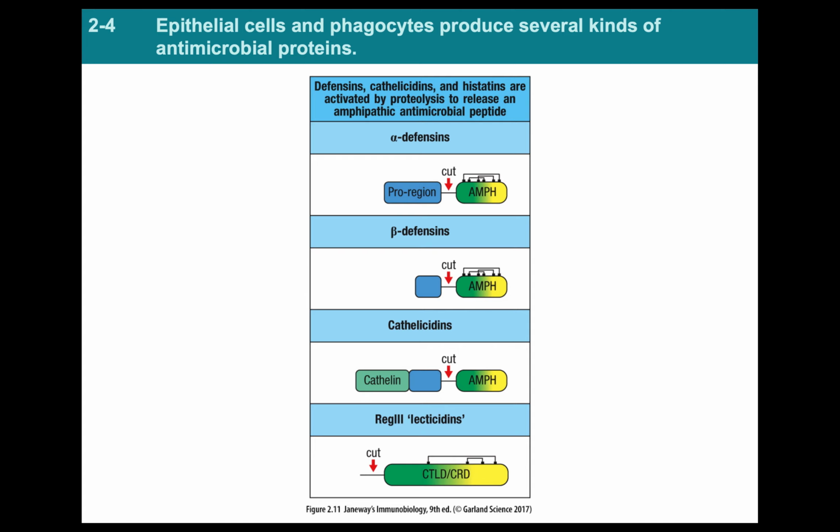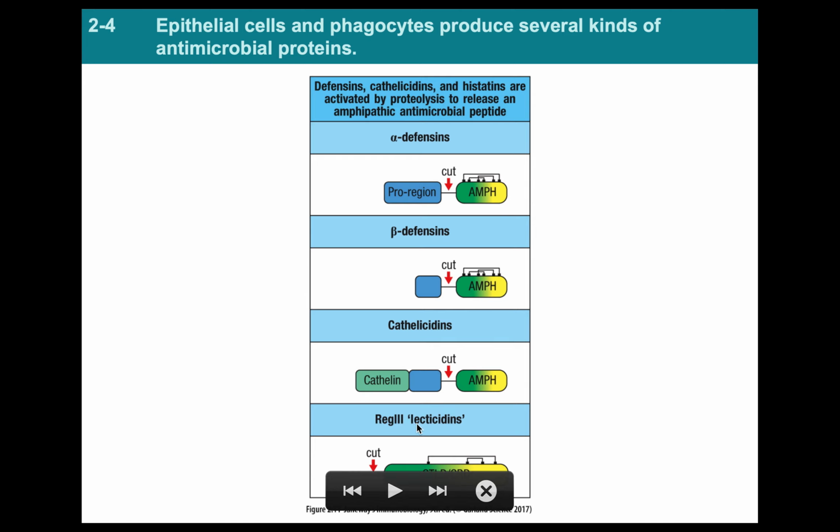It's like keeping a gun in the home, right? Yeah, same sort of thing. So this is the safety mechanism, or the gun lock, or the gun safe, whatever, if you want to go with that particular metaphor. And so there are alpha and beta defensins. There are cathelicidins, which have a cathelin molecule up here at the end, but are still cut and activated, and the amphipathic region is the one that will go out and do some damage.